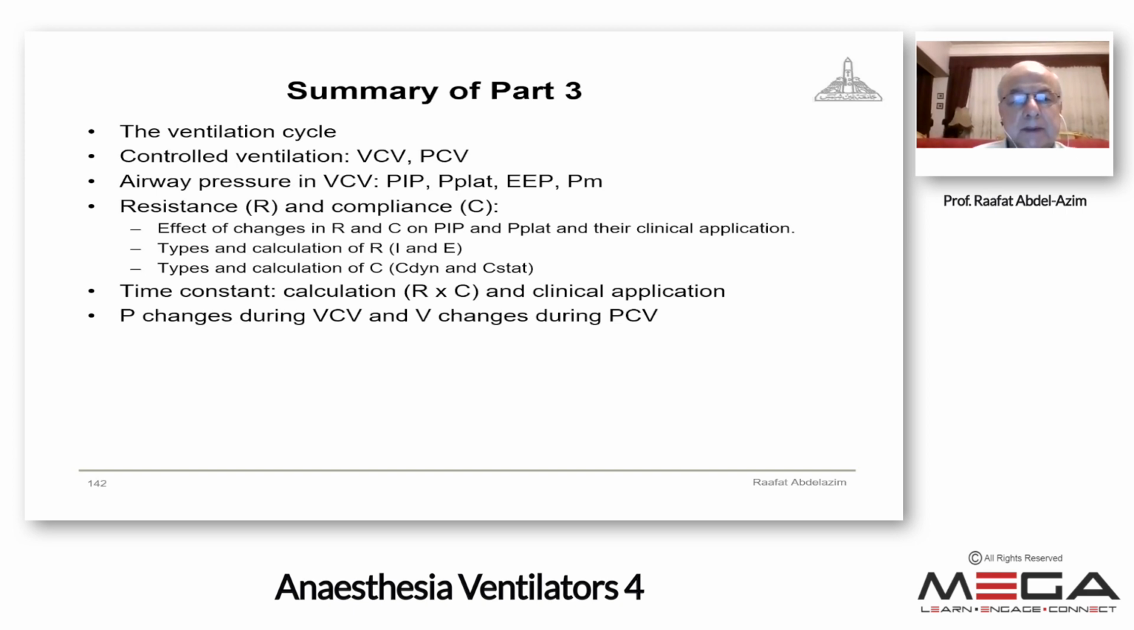In part 3 last time, I described the ventilation cycle and what controlled ventilation is, either volume control or pressure control. And the airway pressure changes in volume controlled ventilation: the peak, the plateau, the end expiratory pressure, and the mean pressure. And what the effect of resistance and compliance on the airway pressure is, and what the time constant is, and pressure changes during volume controlled ventilation, and volume changes during pressure controlled ventilation.